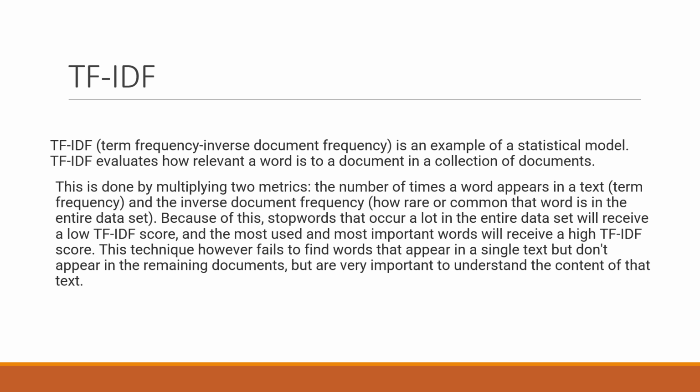This is done by multiplying two metrics: the number of times a word appears in a text, and the inverse document frequency, how rare or common that word is in the entire dataset. Because of this, top words that occur a lot in the entire dataset will receive a low TF-IDF score, and the most used and the most important words will receive a high TF-IDF score. This technique, however, fails to find words that appear in a single text but don't appear in the remaining documents but are very important to understand the content of that text.